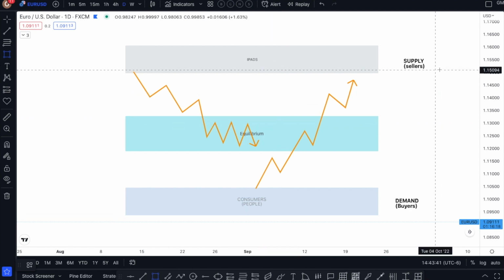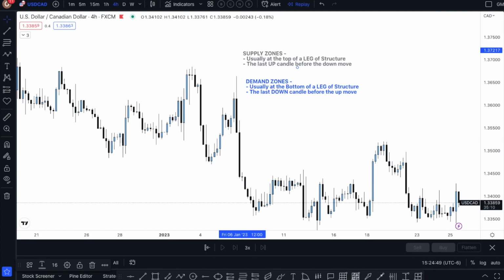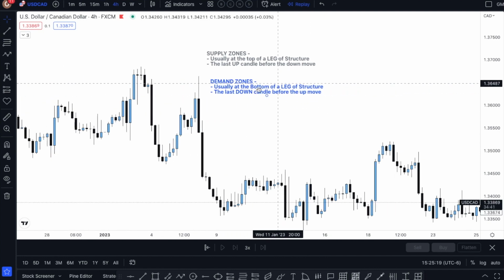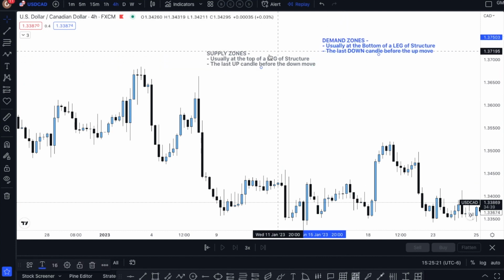Okay, so now let's look at this on the charts. USD CAD. One of the things I want you to understand about supply and demand zones is that supply zones usually happen at the top of a leg of structure. There are many different ways that you can mark it up, however, I usually find the last up candle before the down move. Demand zones usually happen at the bottom of a leg of structure, and it's the last down candle before the up move. Okay, let's break that down and I'll show you guys exactly what I mean.